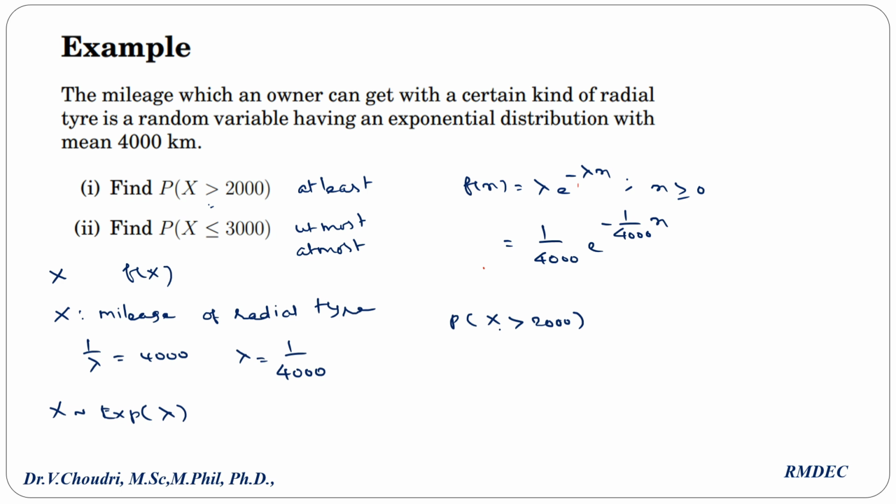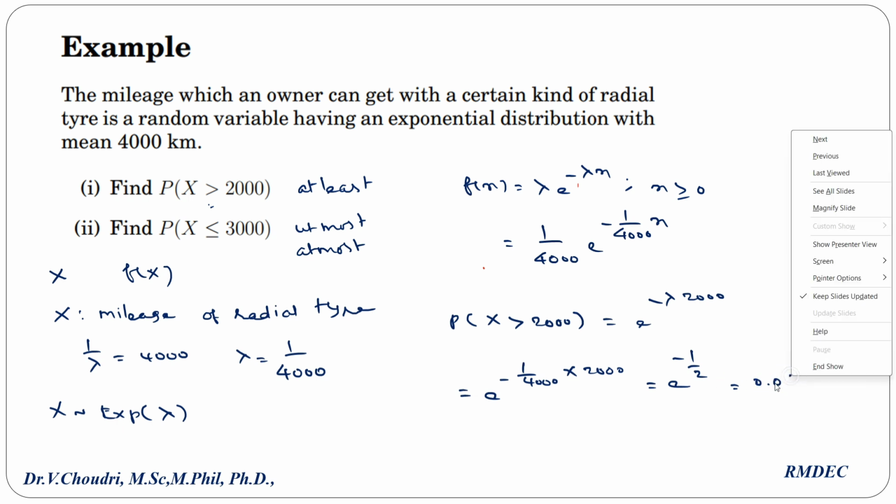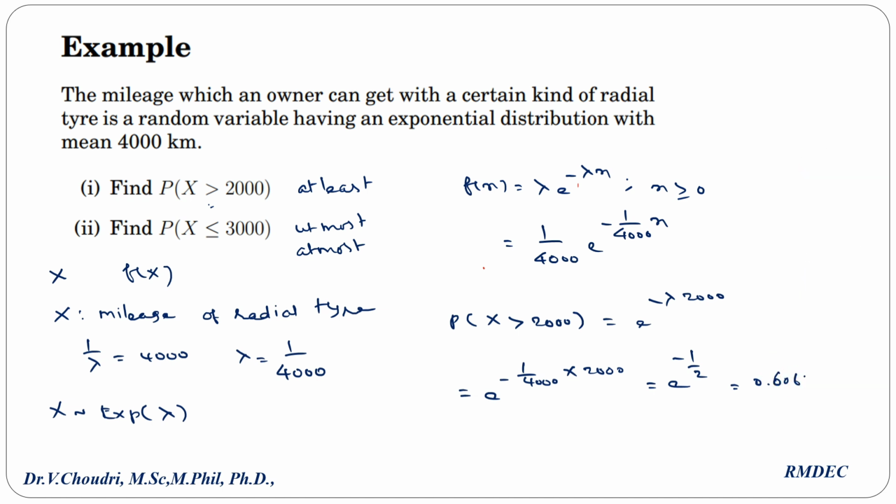Already we know that the probability of any random variable greater than a constant is e power minus lambda into the constant. Here the constant is 2000. So e power minus 1 by 4000 into 2000 equal to e power minus 1 by 2. Use your calculator. You may get the answer 0.6065. Next, probability of x less than or equal to 3000.